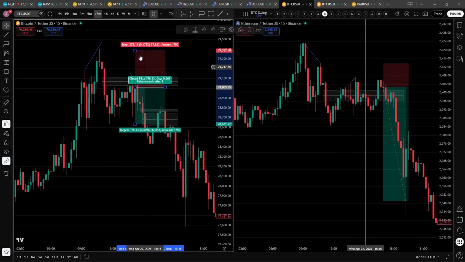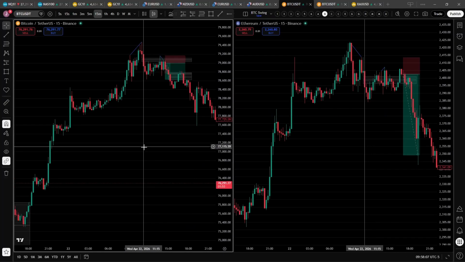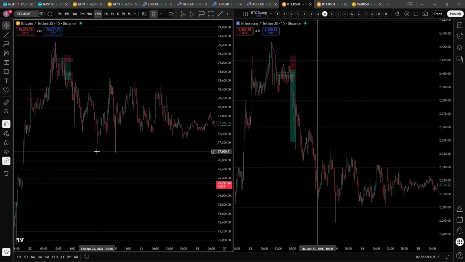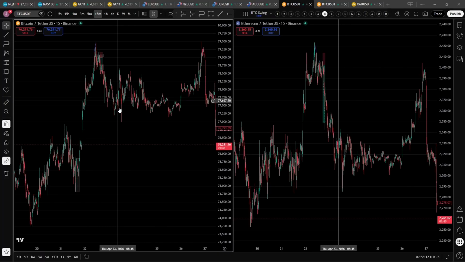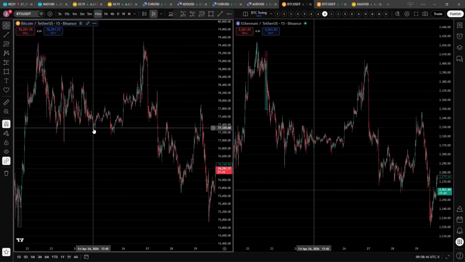So the short would be probably on this red candle in there. Stop loss would be just above that, and take profit would be in a very far direction lower. But notice how Bitcoin was just chopping around in comparison. Sometimes they do that, so just be wary of that.